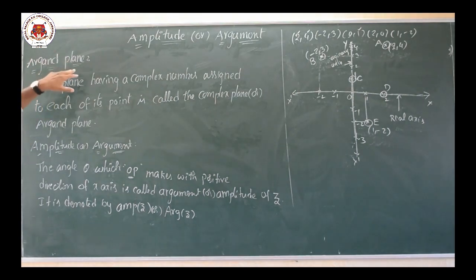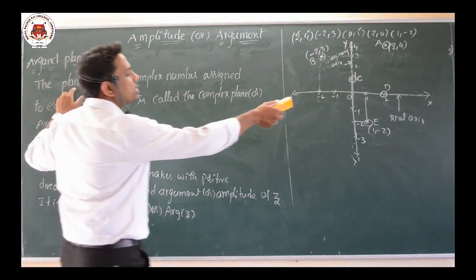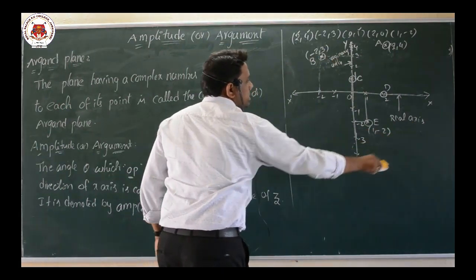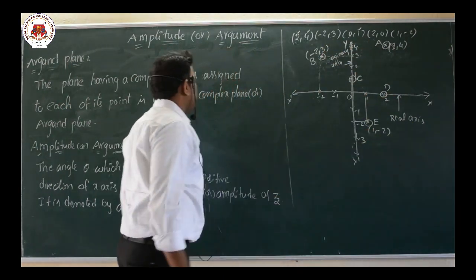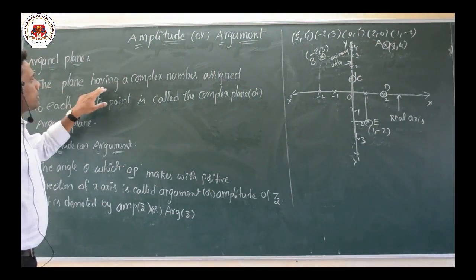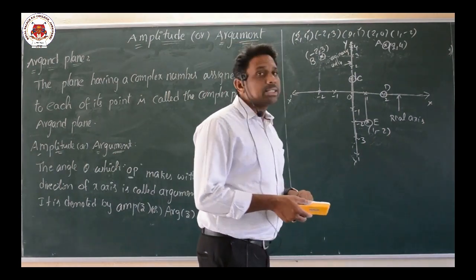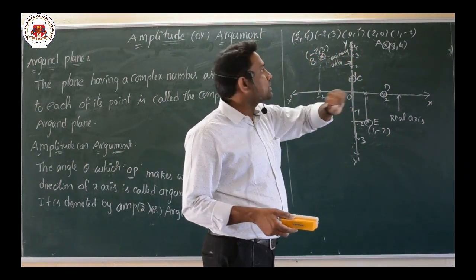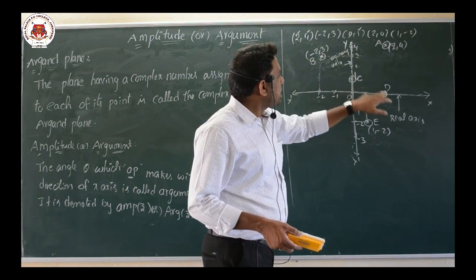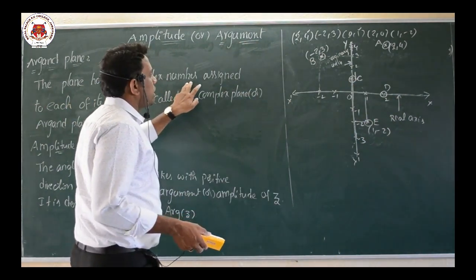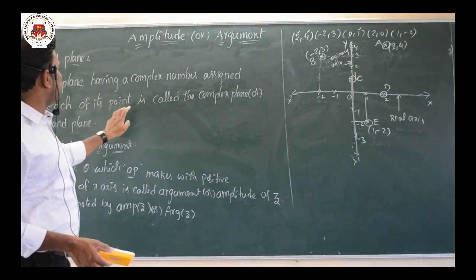So what is the Argand plane? You see here the definition of the Argand plane. Argand plane means the plane, which contains the x-axis and y-axis. So this is the x and y-axis, and this is called the plane. So this is the plane having complex numbers. How many complex numbers? This plane is having 5 complex numbers: A, B, C, D, E. So the plane having a complex number assigned to each of its points.